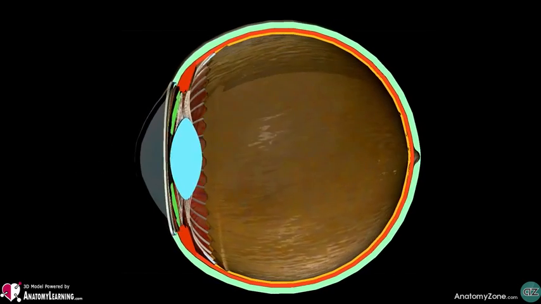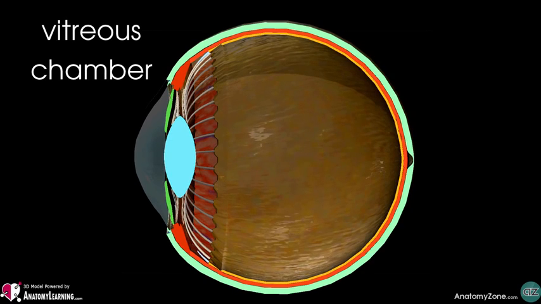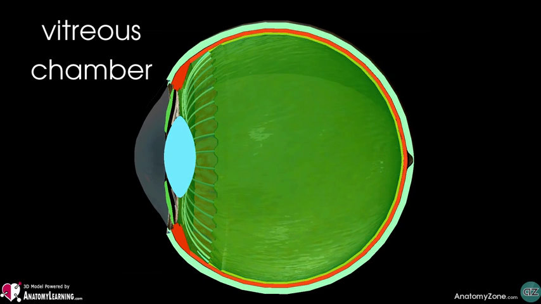The lens separates these two chambers from the vitreous chamber, which fills the eyeball with a transparent, gel-like substance known as vitreous humor or vitreous body, extending from behind the lens to the retina posteriorly. So that's an overview of the gross anatomy of the eyeball. In the next tutorial, we'll take a look at the vascular supply.